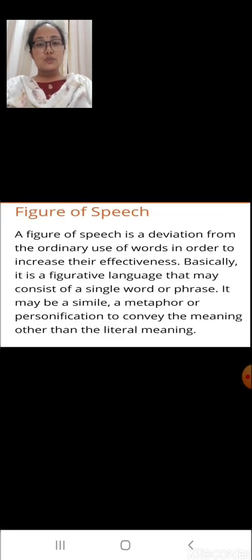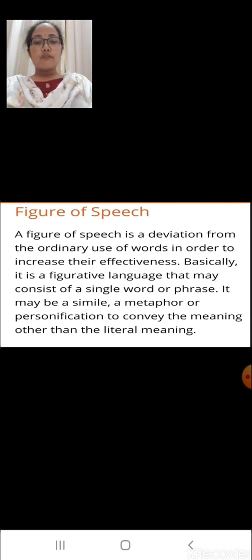Now children, these were the different types of figures of speech that we have done today. I hope that you all have understood. Now let's again recall what is a figure of speech. A figure of speech is a deviation from the ordinary use of words in order to increase their effectiveness. Basically, it is a figurative language that may consist of a single word or phrase. It may be a simile, a metaphor, or personification to convey a meaning other than the literal meaning.